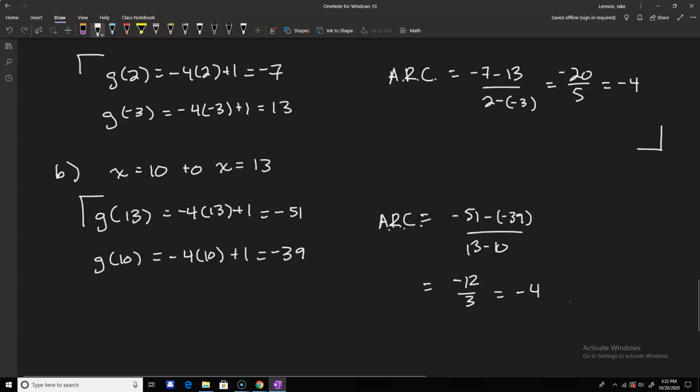So we get exactly the same answer, even though the interval is different, and both of those answers are exactly the slope of our function. So with these linear functions, that's going to be exactly the case each time.